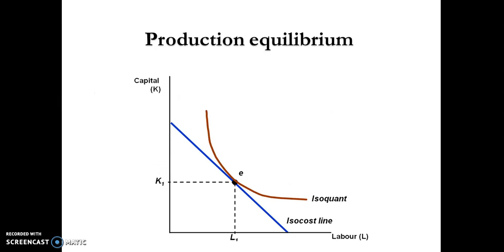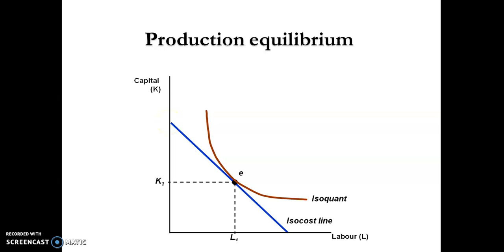Now, graphically, it can be illustrated as such. We have capital by convention on our vertical axis, and we have labor on our horizontal axis. Our isocost line is a straight line. So where it was given in the form of C is equal to WL plus RK, it can be rearranged such that it is a straight line and capital becomes the subject of the formula.